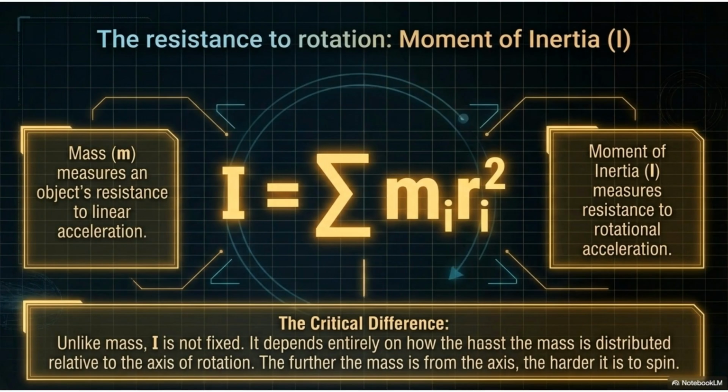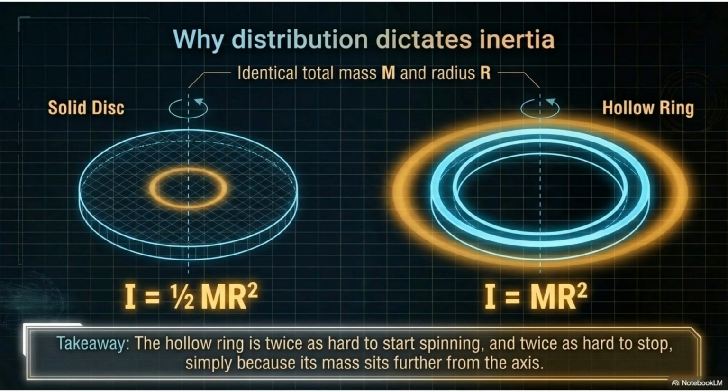Resistance to rotation is called the moment of inertia. While mass measures resistance to linear acceleration, the moment of inertia depends on how mass is distributed. The further mass is from the axis, the harder it is to spin. Consider a solid disk and a hollow ring with the same mass and radius. The hollow ring has a higher moment of inertia because its mass is concentrated further from the axis, making it twice as hard to start or stop spinning.